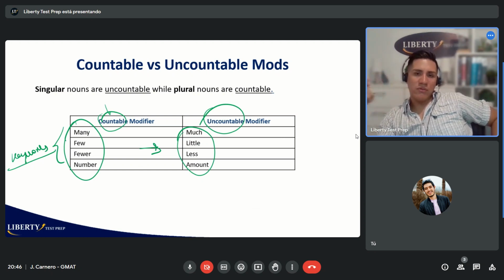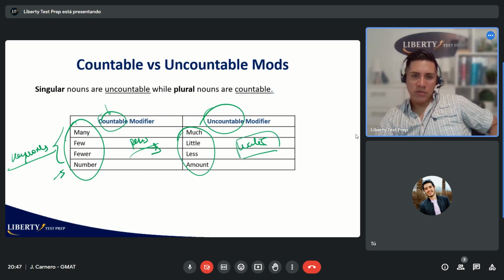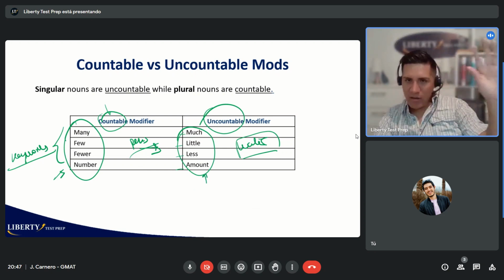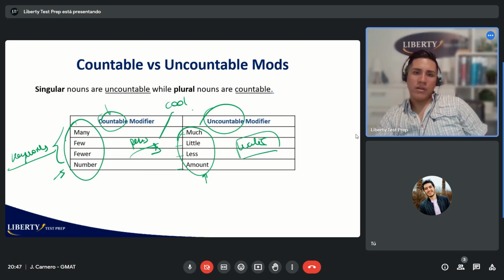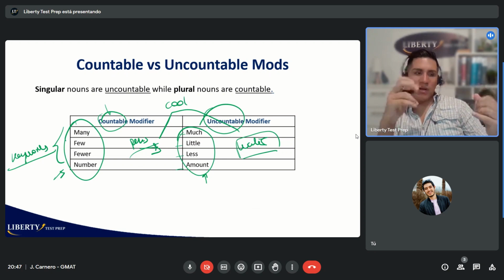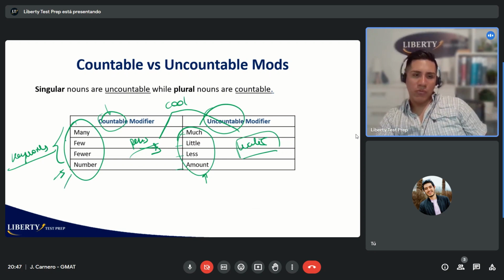You have to say many pens, right? If you want to say water, you're not going to say many water. You have to say much water. So pens goes here, water goes in here, and whenever you want to modify a countable noun, you use any of these four. And whenever you want to modify an uncountable noun, you go with these modifiers. Of course, any other modifiers, for example, if you say "cool", normally modify both without a problem. So modifiers normally modify countable and uncountable. These are the four that we care about. Those are the ones that make a distinction.